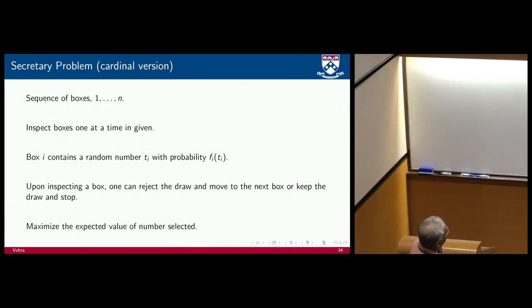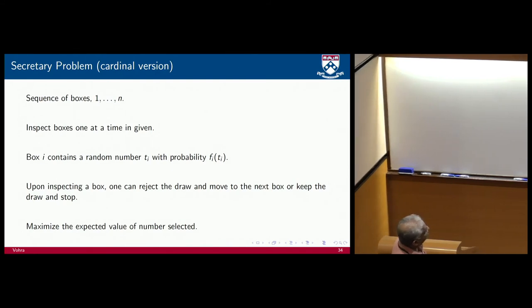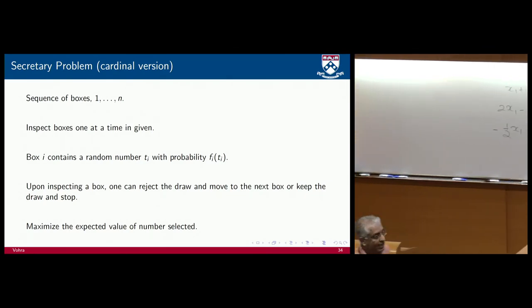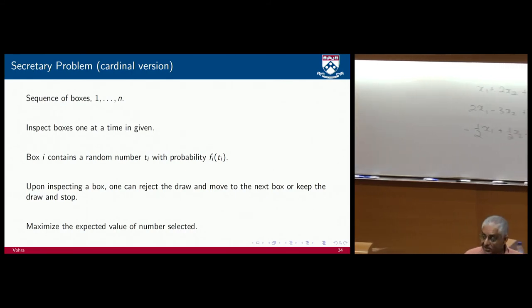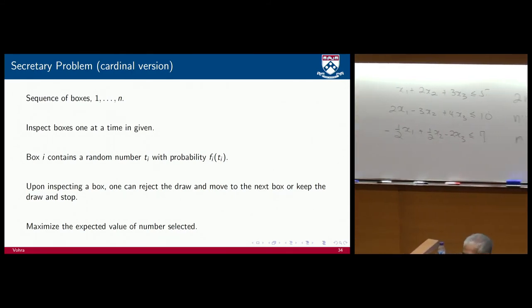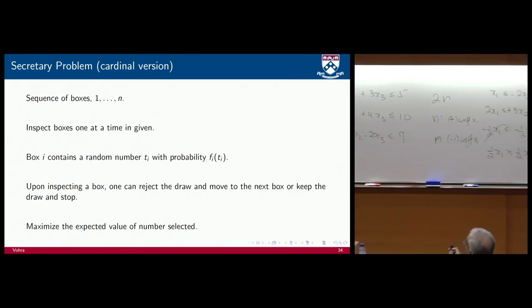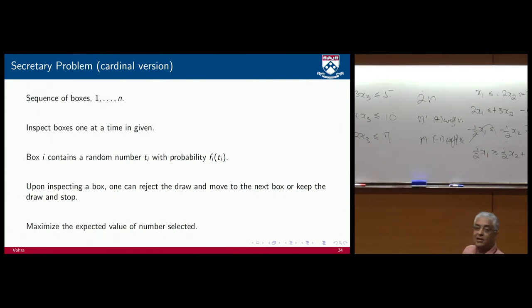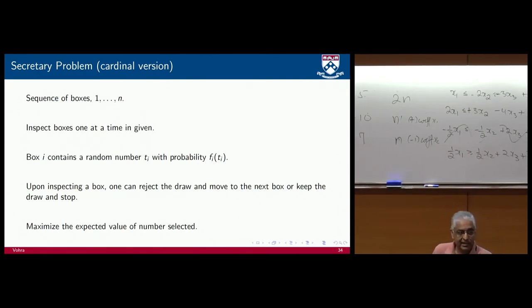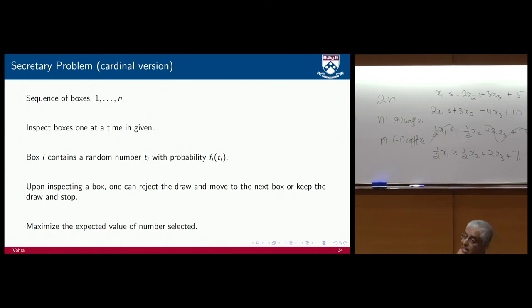Okay. Upon inspecting a box, you can choose to reject the draw and move to the next box, or keep the draw and stop. Right. What's your goal? Maximize the expected value of the number selected. It's a classic stopping problem. Right. And you can easily throw an incentive mechanism design problem onto this by treating, let's say, the box as an agent revealing a type.